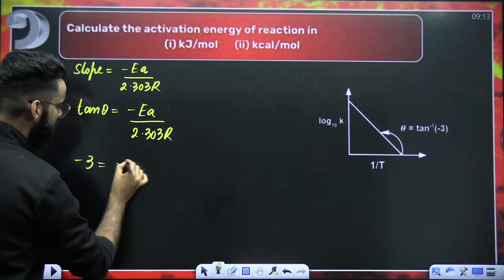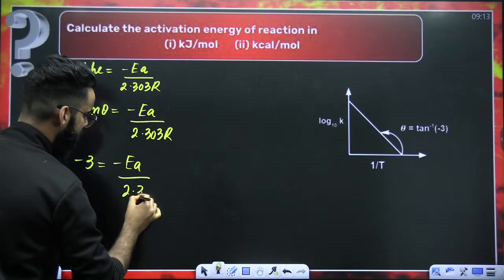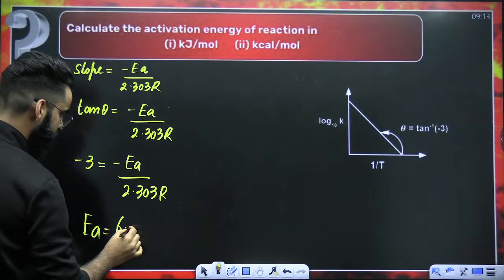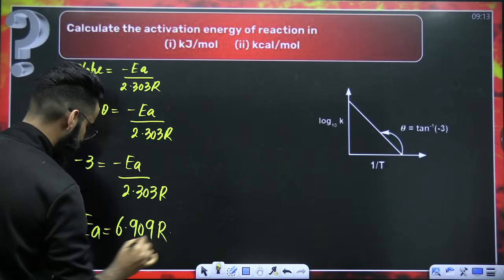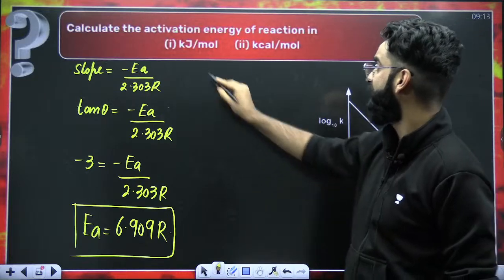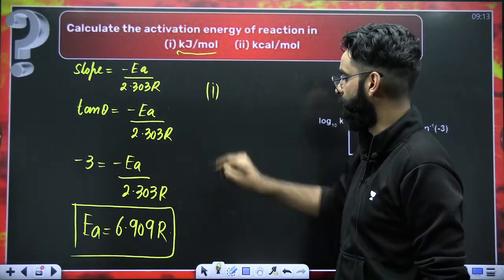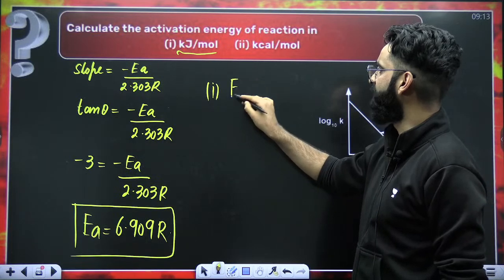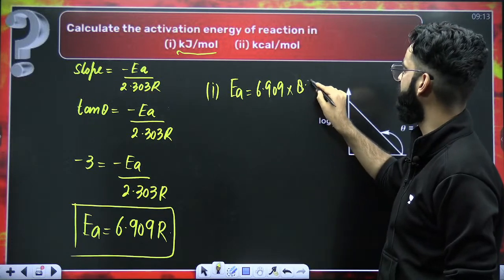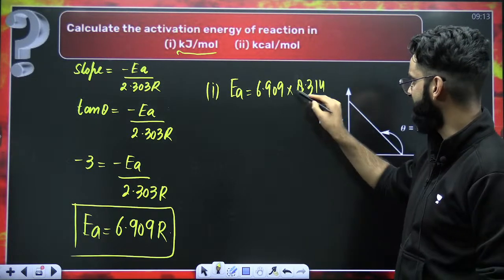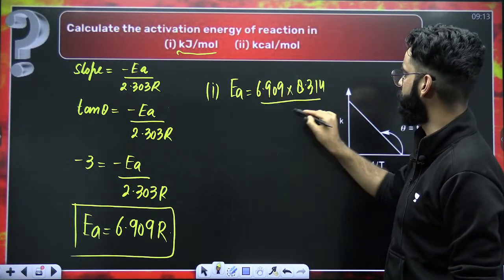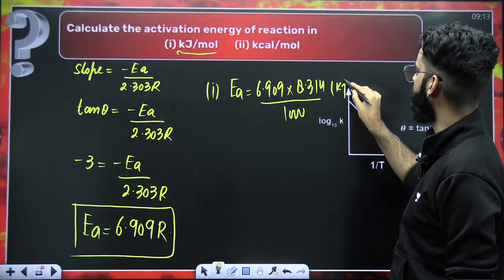So minus 3 is equal to minus EA divided by 2.303 R, or you can say EA will be equal to 6.909 R. Activation energy is equal to 6.909 R. Now, the first question says, calculate the activation energy in kilojoules per mole, right? So EA will be equal to 6.909 multiplied by R, and the R value I'll be using is 8.314 joules per Kelvin per mole. Since I'm using the R value in joules, the whole term right now is going to be in joules, but I have to get it in kilojoules. Divide by 1000, and the answer you'll be getting is in kilojoules.